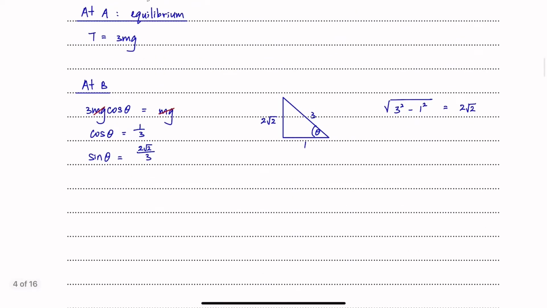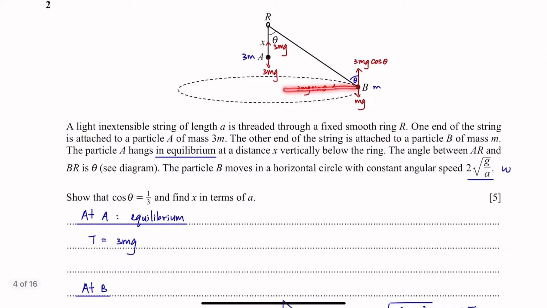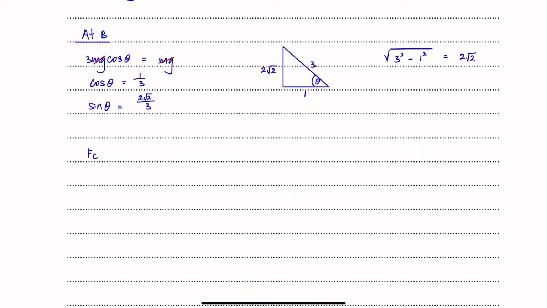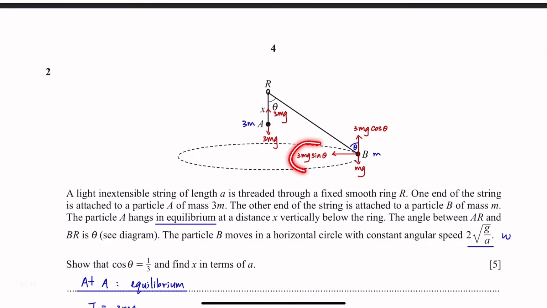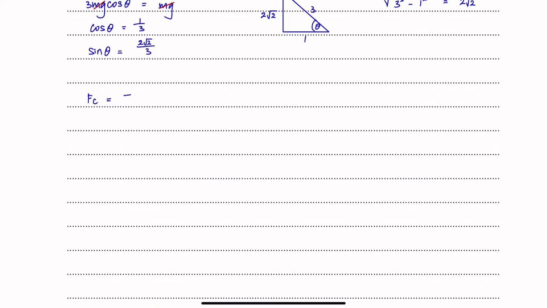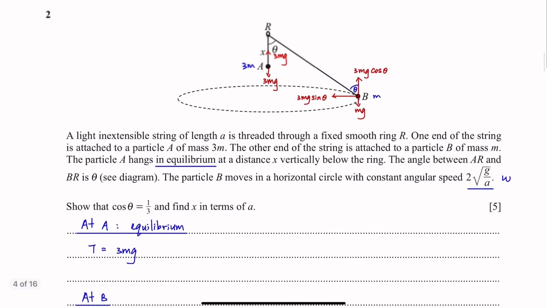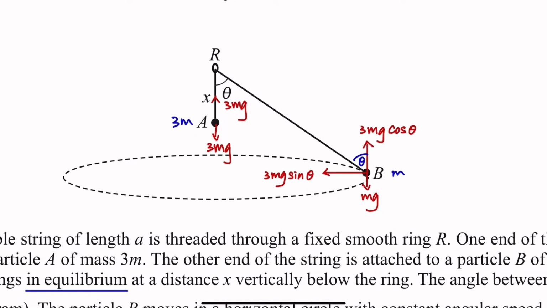So now we can look at the centripetal force. And we have the info about the constant angular speed of 2√(g/a). So we know that centripetal force is equal to 3mg sine theta, right? This is the net force that is available in B. And Fc, centripetal force, also has a formula of m r omega squared, right? So now we have the omega and we need to find the radius. So looking back at the diagram, this would be our radius, right? This would be r.